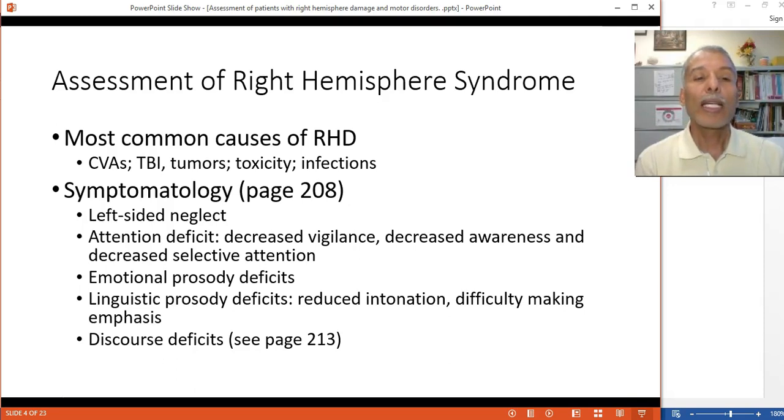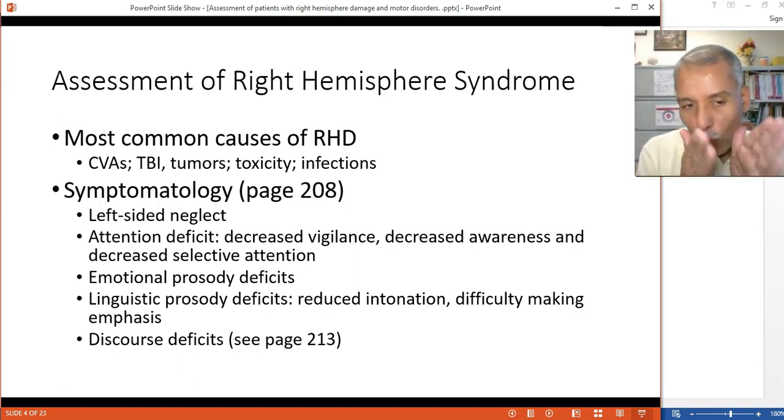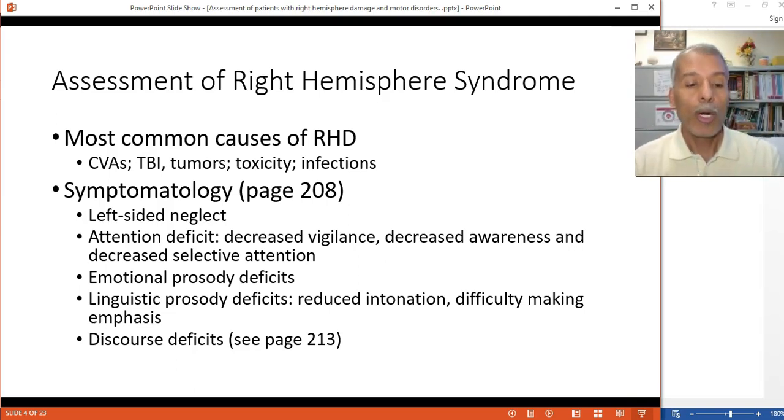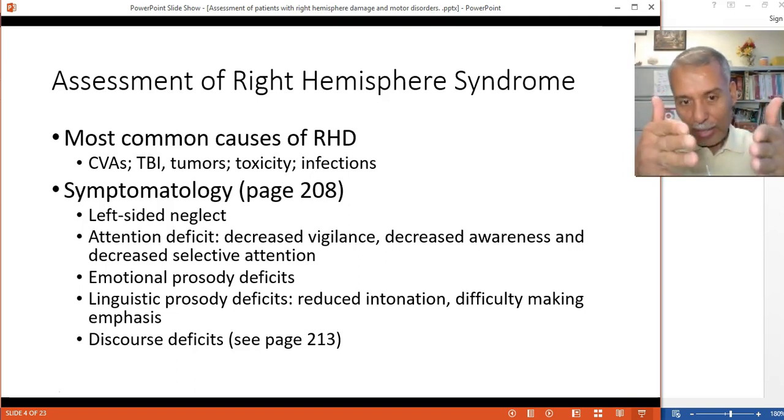You look for attention deficit, because again, the right hemisphere, especially the frontal lobe, could be involved, and that shows as decreased vigilance, decreased awareness, and decreased selective attention. For example, if several people are speaking and the person has to focus on someone in particular, they will have a tough time, say, at a party or in the presence of noise. They would have difficulty paying attention in the presence of many distractors.